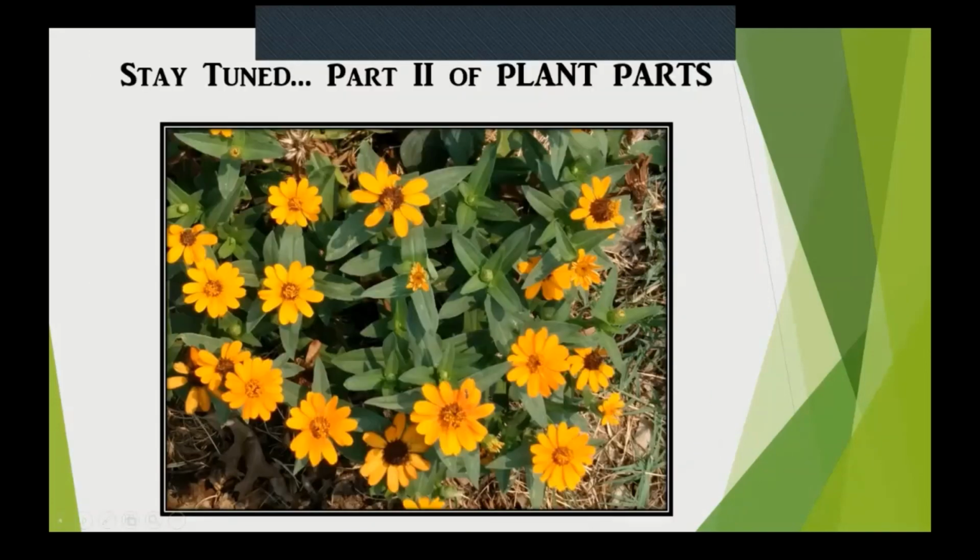So we can see that nature provides us with a wide variety of plants and plant parts. That's a lot to think about, but we're only half done. In our next video, we'll talk about flowers, fruit, and seeds.